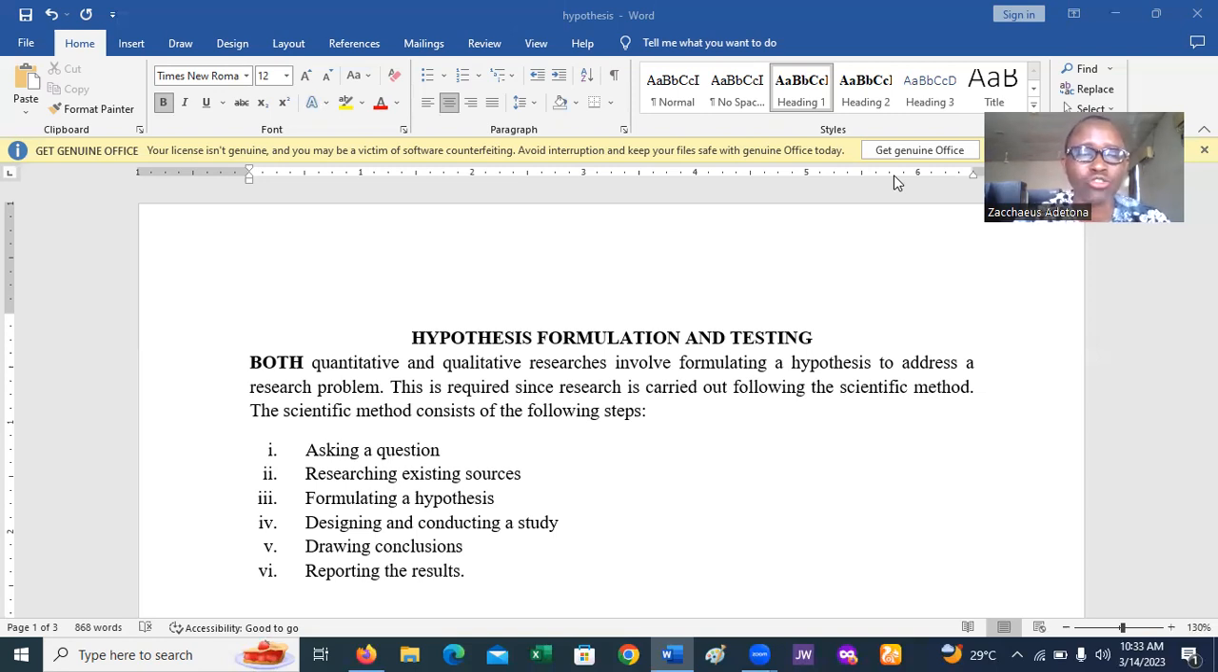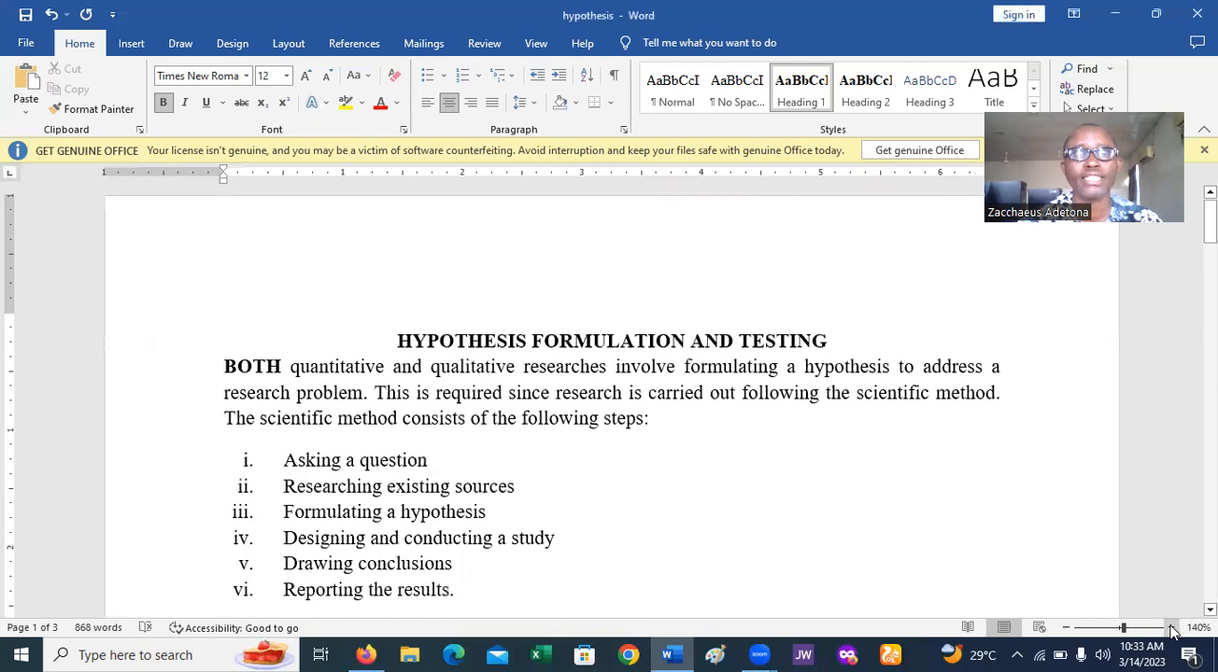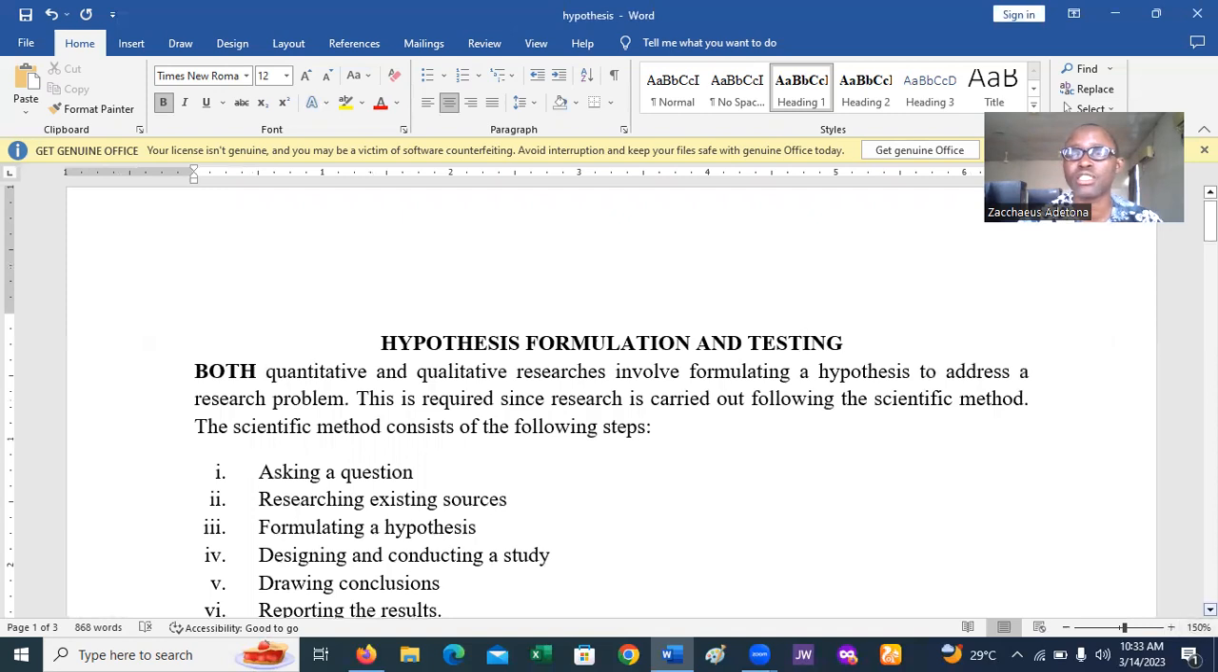Then the last part is to report the results. To make a report of what you have found out, your findings, you have to make it known to the external world by means of your reports. All right. So those are the 6 steps involved in the scientific method of research.